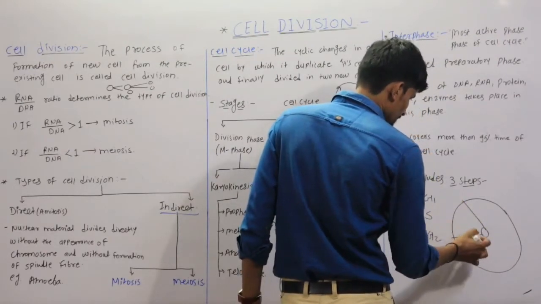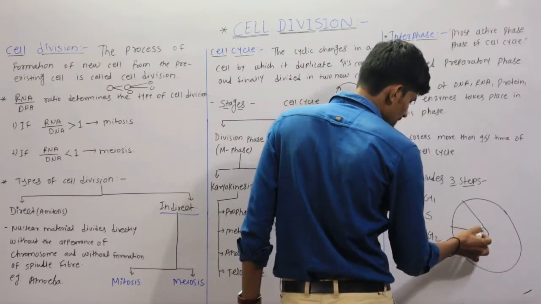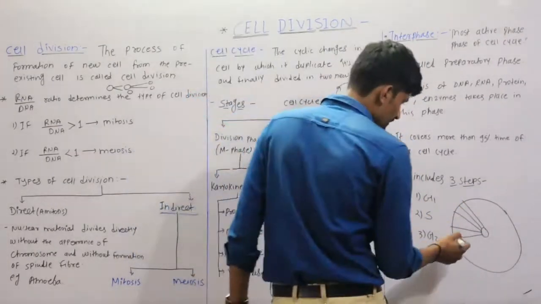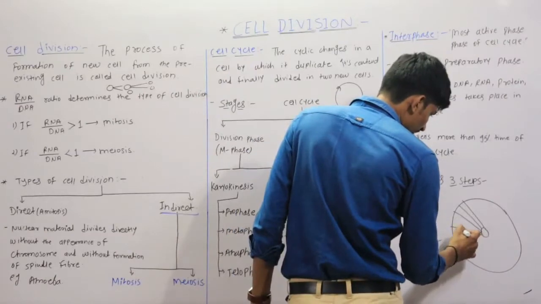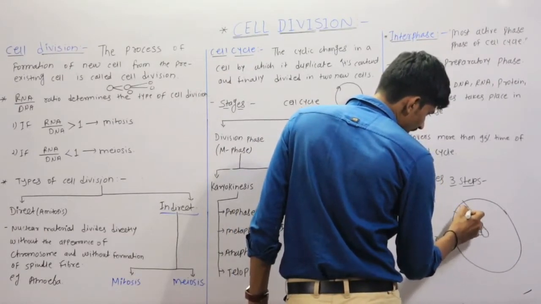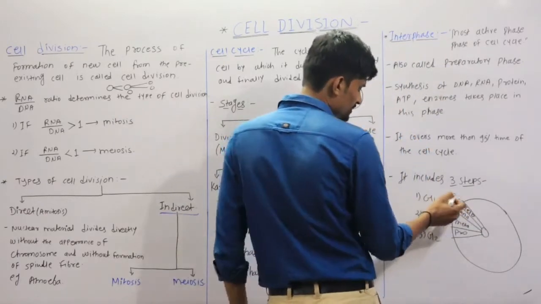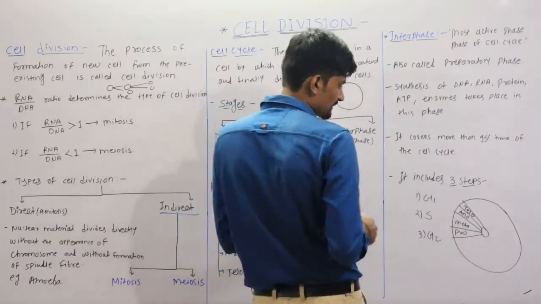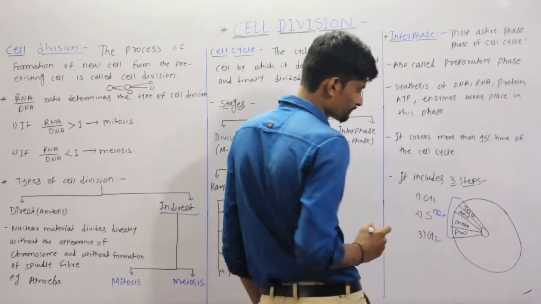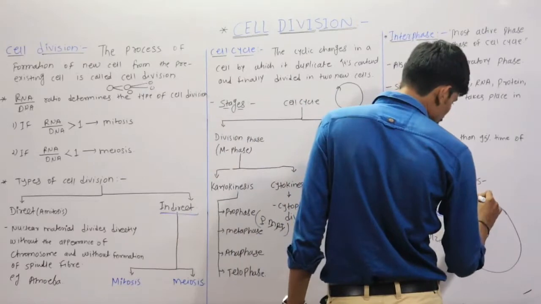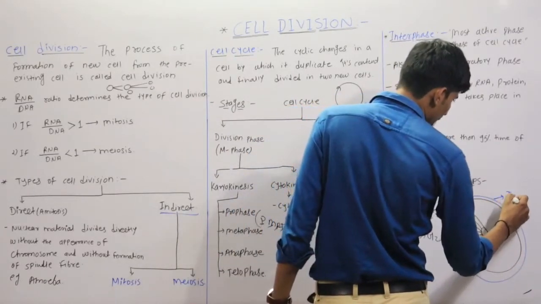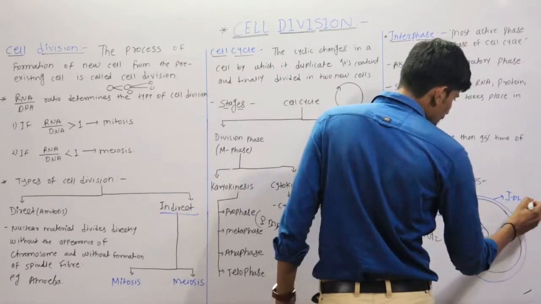So here is the M phase. M phase means mitotic phase or meiotic phase, which includes prophase, metaphase, anaphase and telophase. So this portion represents the division phase or M phase. And the remaining portion represents the I phase, meaning interphase.